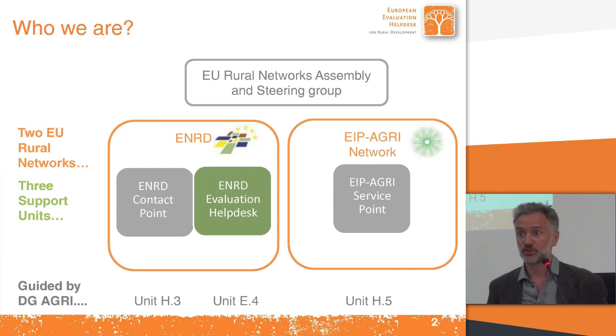Just a few words for those of you who don't know us. Who are we? The European Evaluation Help Desk for Rural Development. We are one of the three support units of the EU rural networks. So we have the European Network for Rural Development with 2 support units. We are one of them. And we have the EIP Agri network, which also has its own EIP Agri service point as a support unit. And all these support units have contact persons and responsible units within DG Agriculture. So for those of you who know the organigram and the structure of DG Agriculture, our responsible unit is Unit E4, Evaluation and Studies, and we will also today hear a presentation from one of the representatives of this unit.